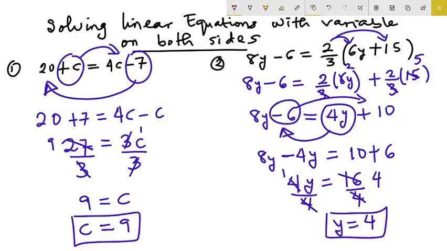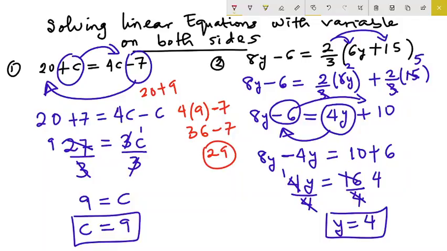So for example, if you substitute this c back into this, we have 20 plus 9, that's 29, for the left. And on the right, we have 4 multiplied by 9 minus 7. So we have 4 multiplied by 9, which is 36, minus 7, that's 29. So the right is 29 and the left is 29. So you can see that 29 equals 29. In that case, you know that you have the correct answer.